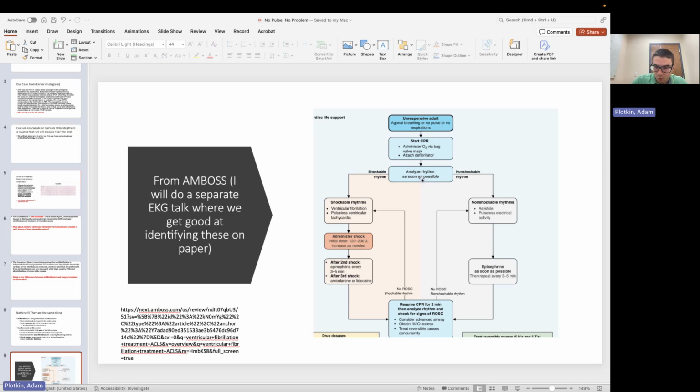So again, we do CPR, we analyze the rhythm: non-shockable, asystole, PEA. We're going to give epinephrine every 3 to 5 minutes and just continue the CPR and epinephrine until we get that return of spontaneous circulation. If it is a shockable rhythm, right, ventricular fibrillation, pulseless VTAC, we administer the shock. After the second shock, epinephrine. After the third shock, amiodarone. Okay.